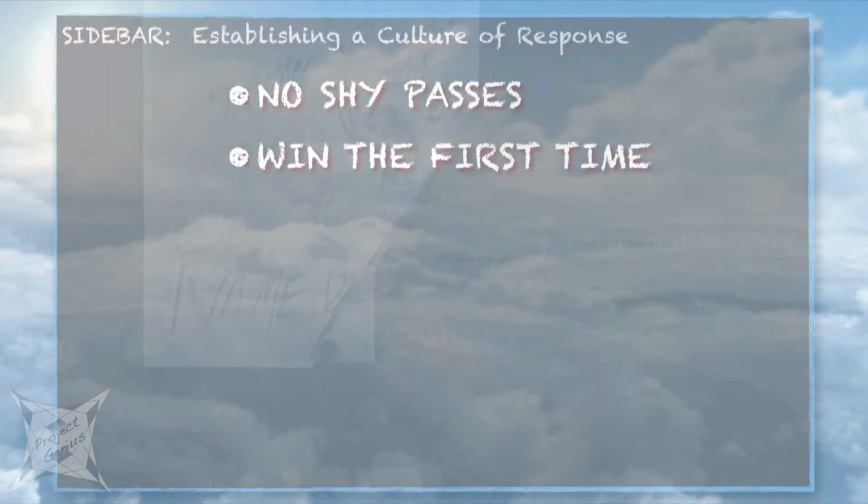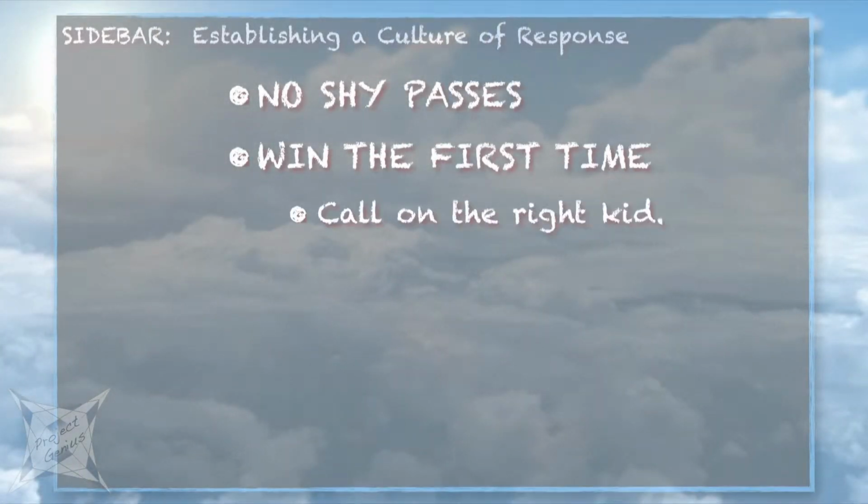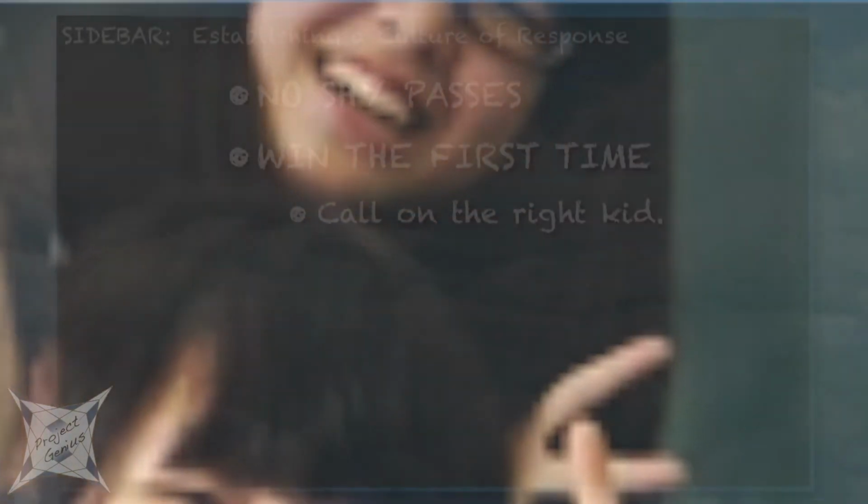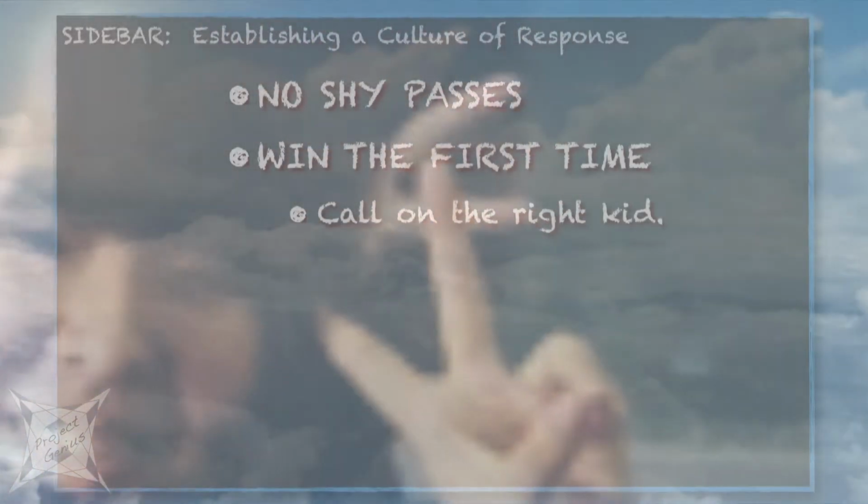Second, win the first time. Call on the right kid. This is tough, but try to figure out, as the class is just getting started, which kids are likely to respond. Maybe look to see if one kid is being particularly boisterous, or if there's a group of kids that are already interacting with you in some way as the class gets started. There are usually one or two.